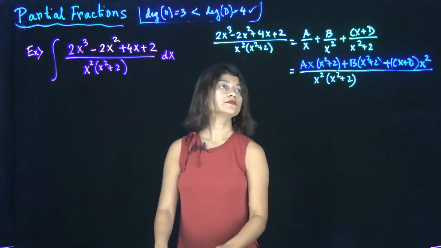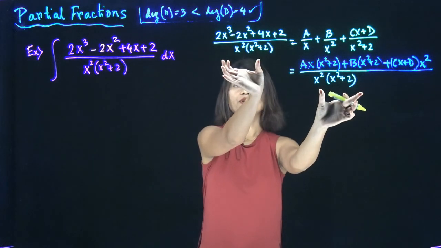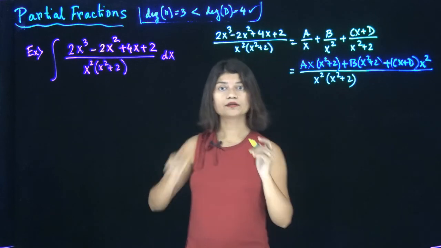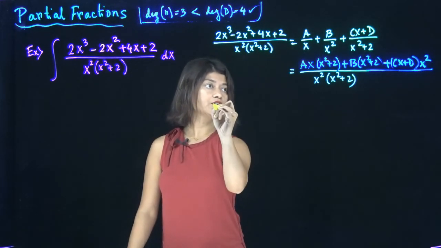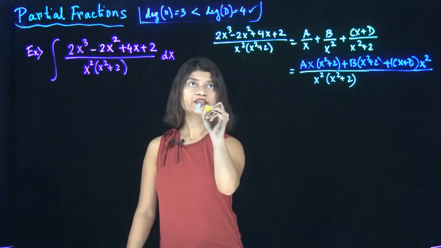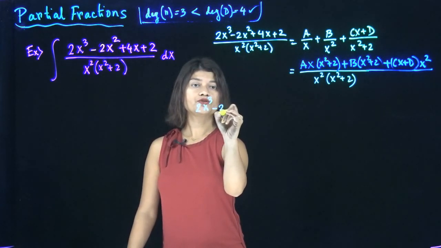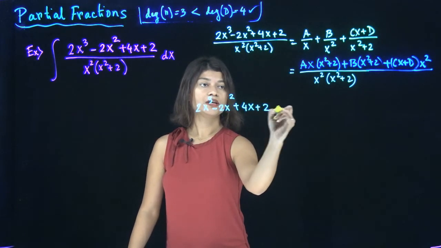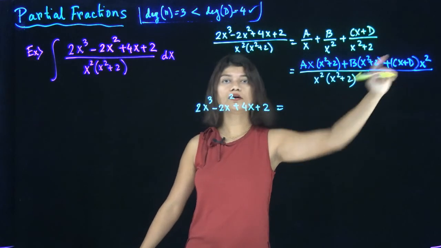Now, two denominators are equal to each other. Therefore, the numerators will be equal to each other as well. So let's write that down. The numerator on the left-hand side is 2x cubed minus 2x squared plus 4x plus 2. And on the right-hand side, I have this long thing.